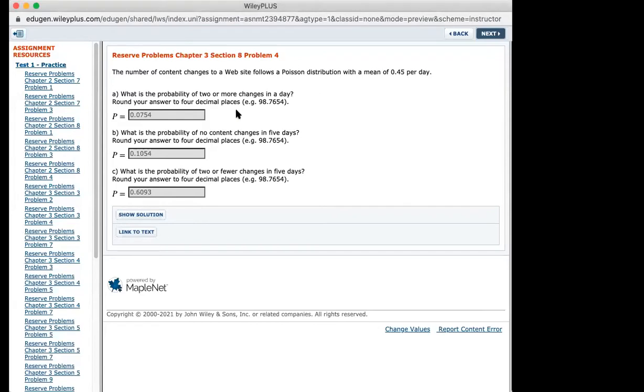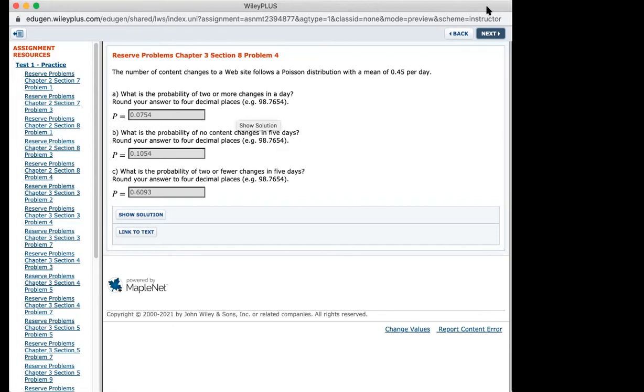All right, in this problem, let's take a look at the question. The number of content changes to a website follows a Poisson distribution with a mean of 0.45 per day. Question A: what is the probability of 2 or more changes in a day? So lambda is 0.45, right? Here the unit is 1 day. Okay, and for question A, t must be 1, right?